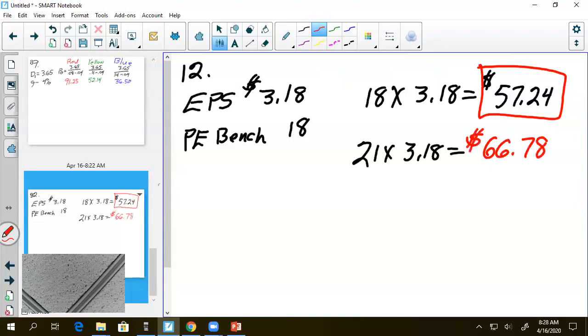Okay. So we talked about what if they didn't have a dividend? How would we calculate the stock price? This is an example of that. You use the earnings per share times the benchmark, and that would get you your stock price. Everybody good there? Okay.